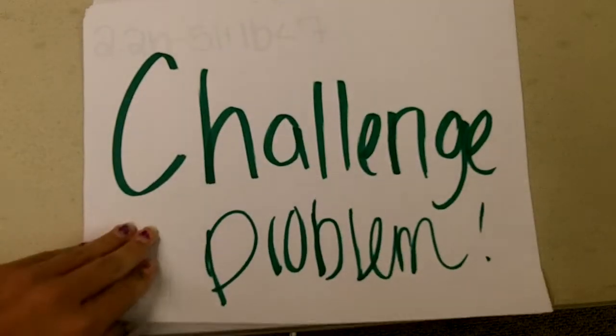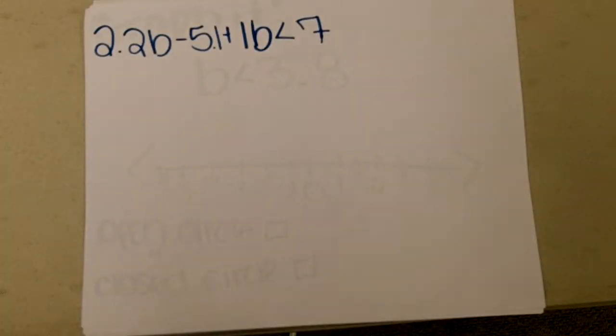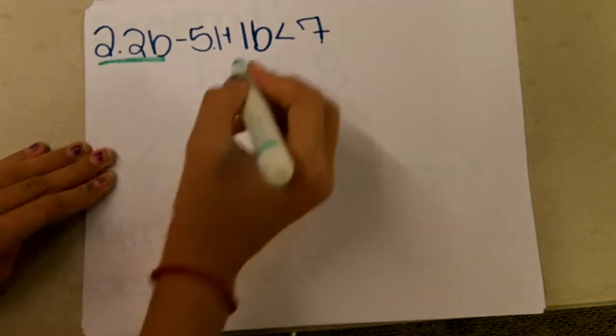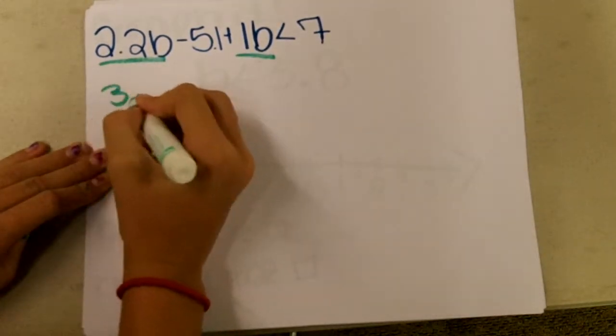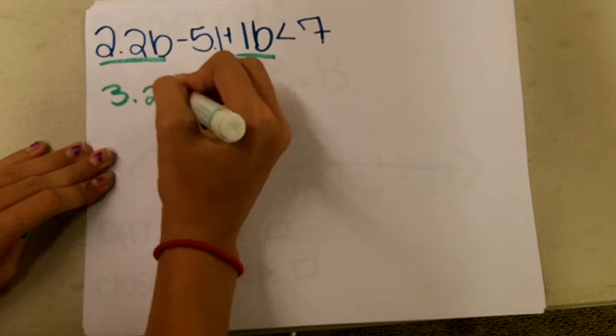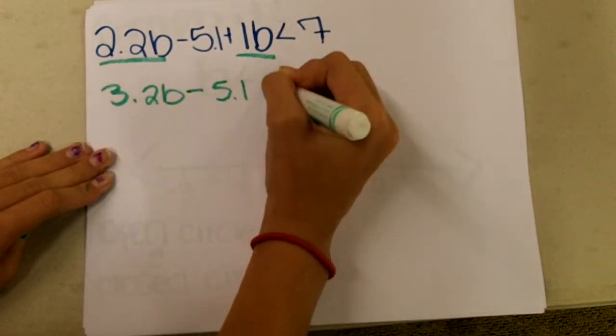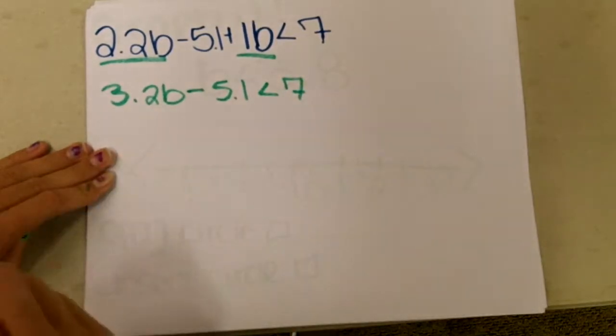Challenge problem. 2.2b minus 5.1 plus 1b is less than 7. So your first step is to combine 2.2b and 1b, which gives you 3.2b. Now you have minus 5.1 is less than 7.